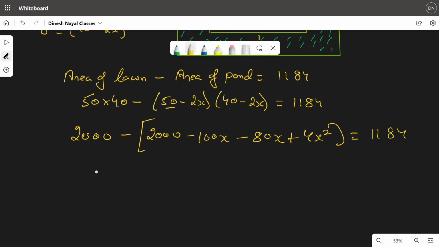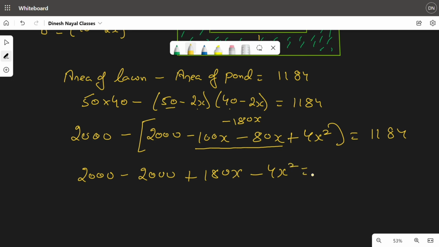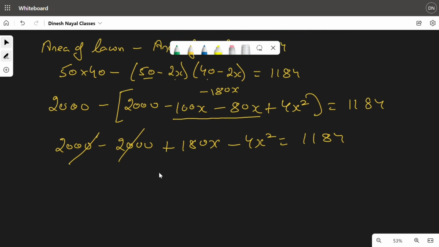Now opening the bracket, this will be 2000 minus 2000. So minus 100x minus 80x will be minus 180x. When we open the bracket, because outside the bracket is a minus sign, this will be plus 180x and minus 4x square, which is equal to 1184. Now 2000 got cancelled, so this will be minus 4x square.